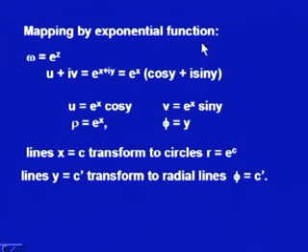Now, I will discuss mapping by the exponential function. If we have W equal to e to the z, then u plus iv is equal to e to the x plus iy, which is equal to e to the x times (cos y plus i sin y) by the definition of the exponential function, and this gives me u equal to e^x cos y and v equal to e^x sin y. From here rho is equal to e^x in radial form and phi is equal to y, and that means lines x equal to constant will transform to circles rho equal to e^c, and lines y equal to c dash will transform to radial lines phi equal to c dash.